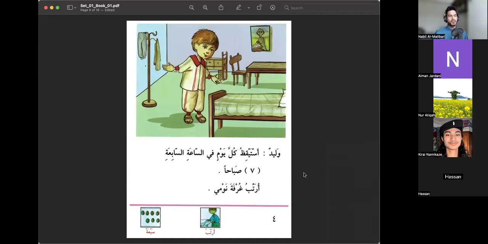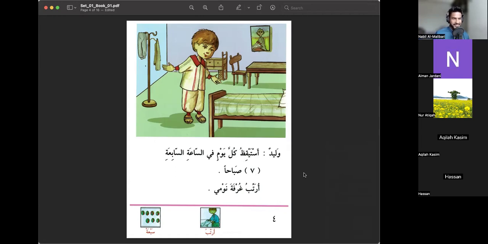Okay, next one. Akila. Astaykidhu kulla yawm. Fi sa'ati sabi'a. Urattibu ghurfatan nawmi. Translate. I wake up at 7 a.m. Okay, kulla yawm. Kul means every, yawm, day. Every day. So, astaykidhu kulla yawm. What's the meaning of astaykidhu kulla yawm? I wake up, I get up. Kulla yawm, every day.